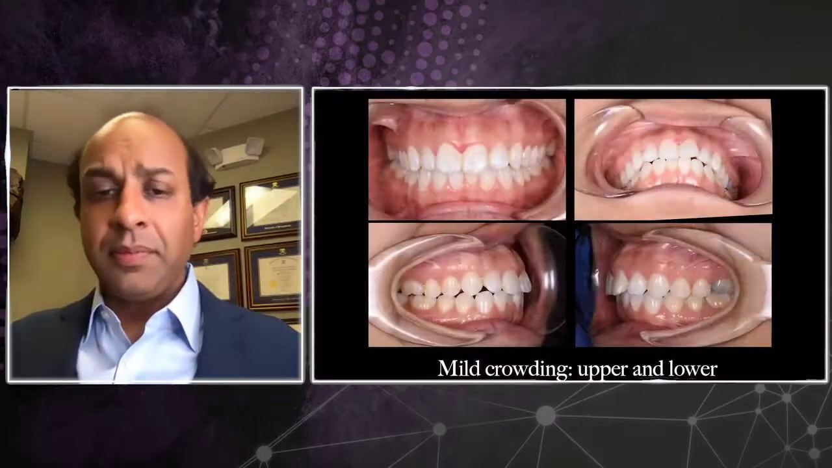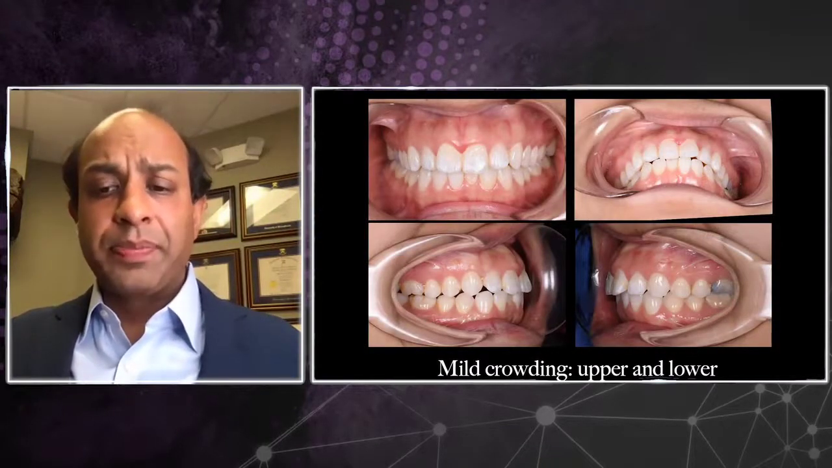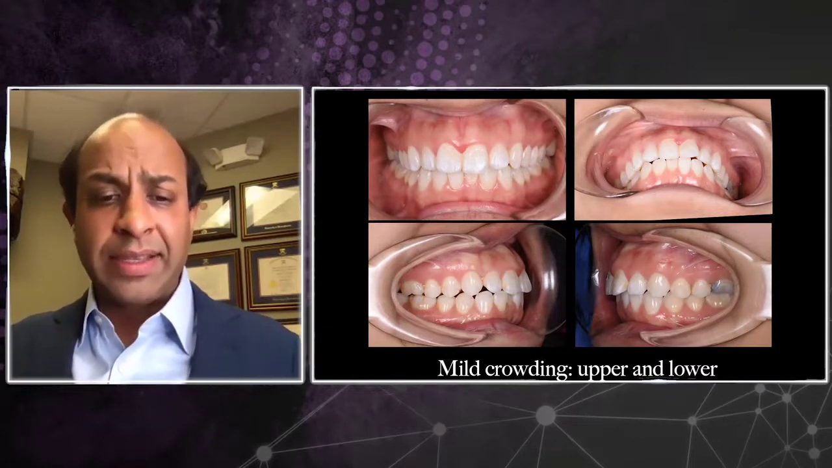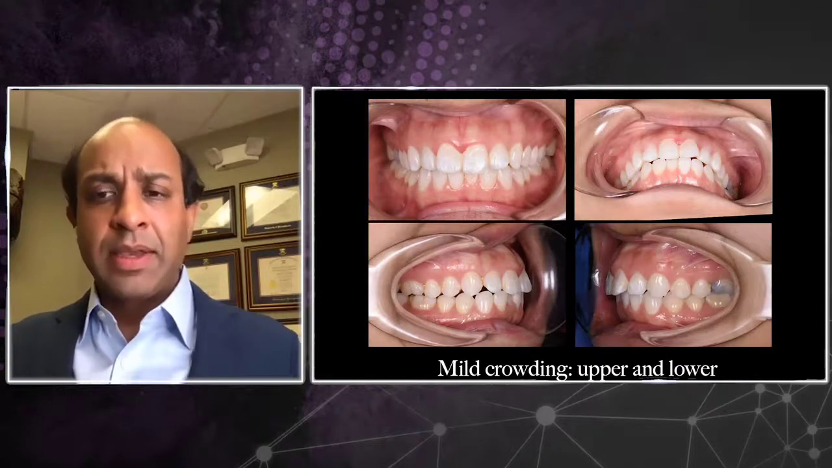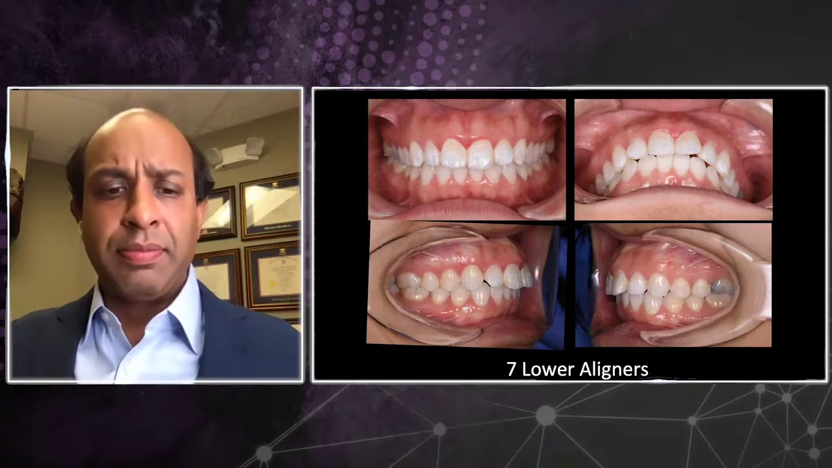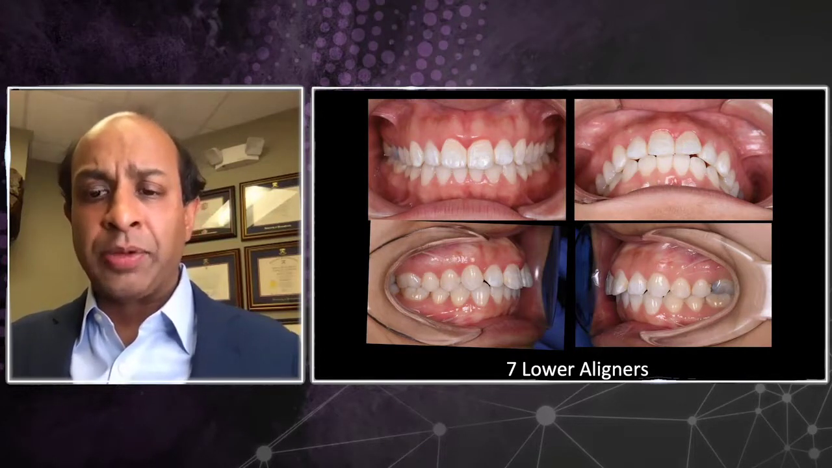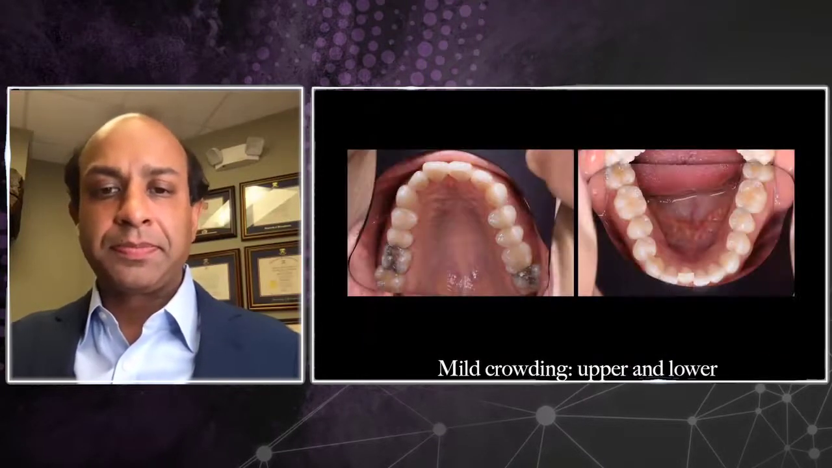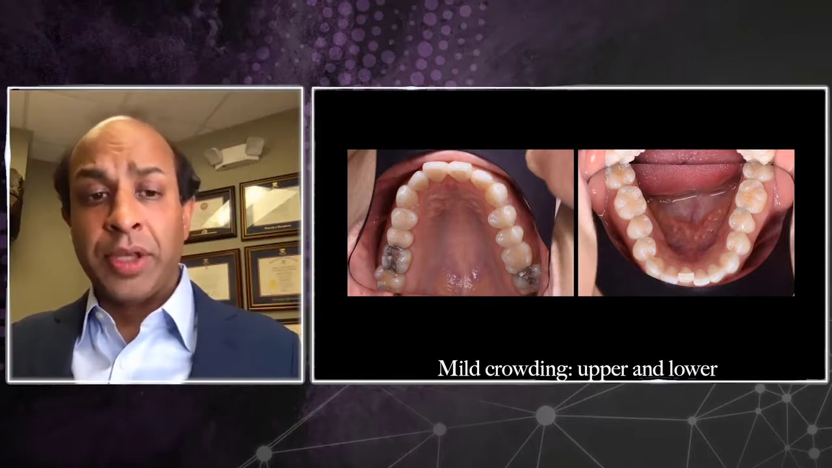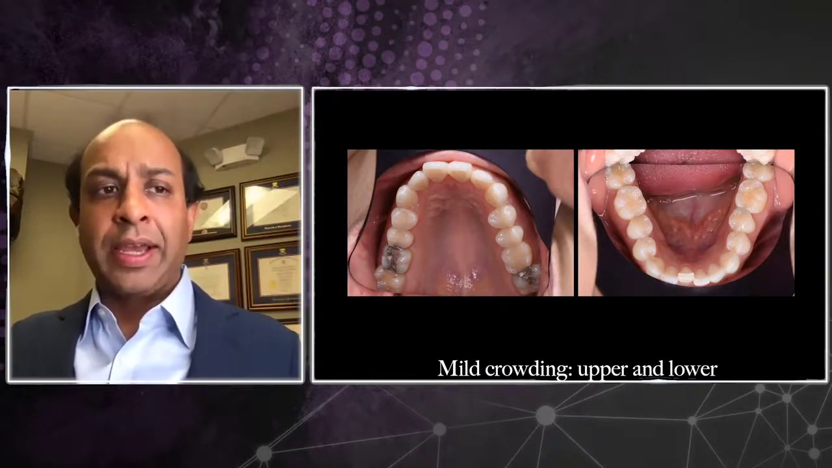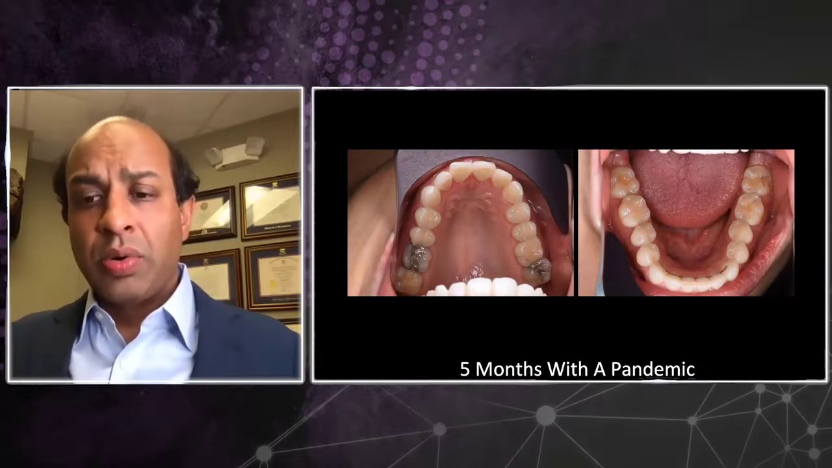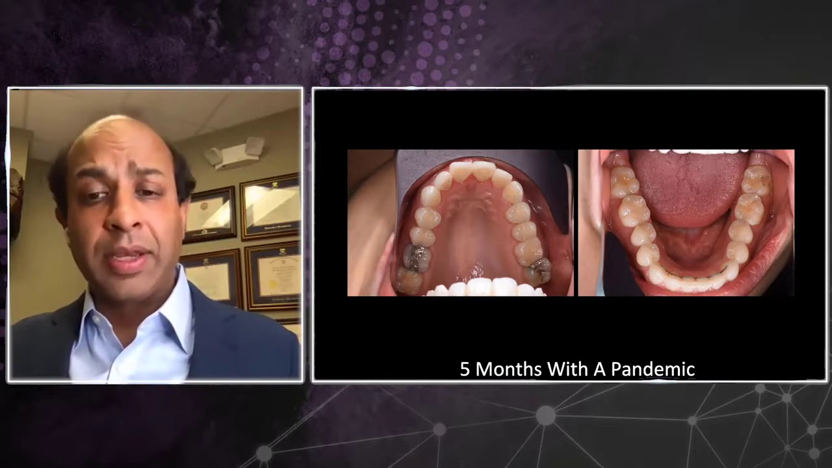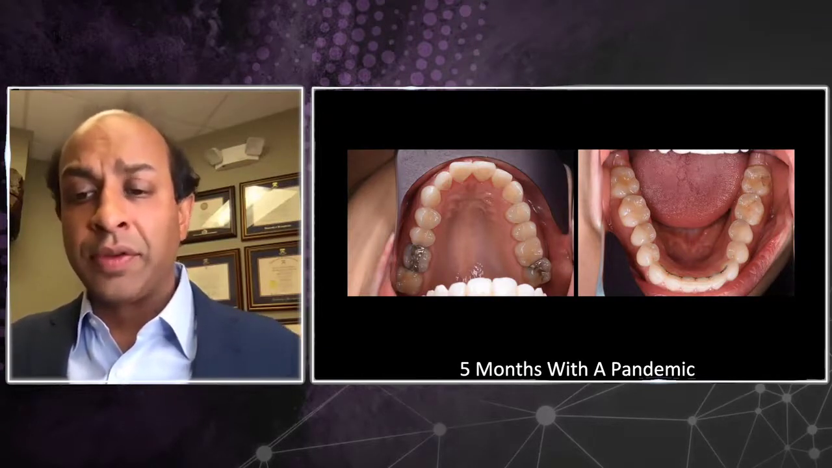This is Kim. Kim presents with this type of occlusion and wanted to have her lower anterior teeth corrected for the crowding. And this is what we were able to achieve for the alignment of those teeth with 7 aligners. This is what it looks like from the occlusal view, specifically looking at just the lower occlusal. What you can see here is with 7 aligners, 5 months, including a pandemic, we were able to achieve the correction of those lower teeth.